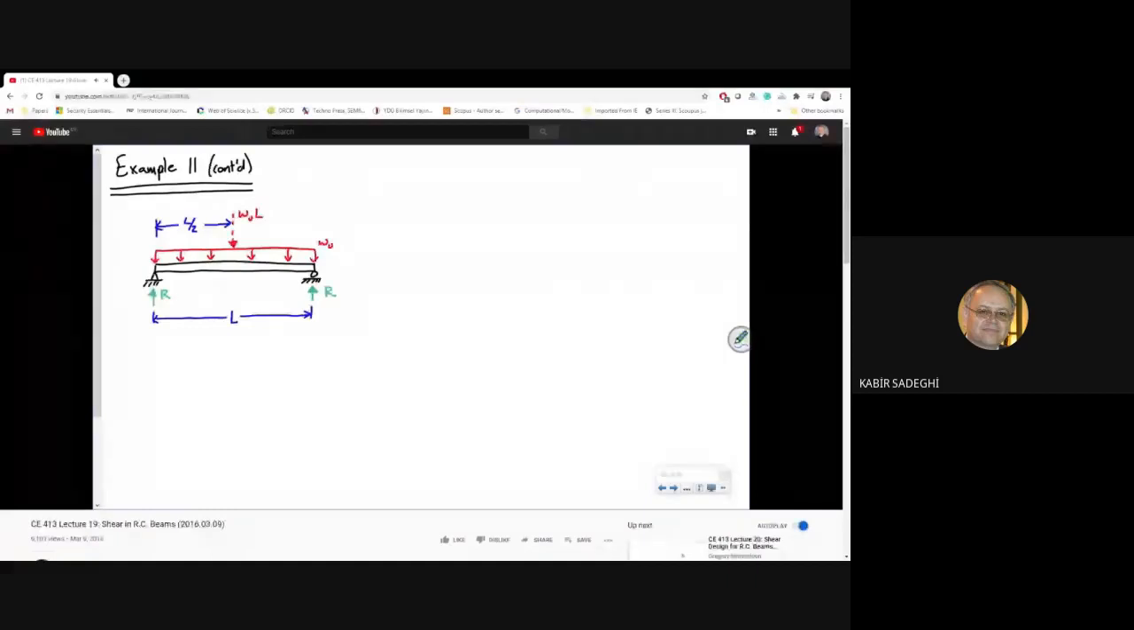We will use U times L as the total load. It is shown by the dashed line. But you know, it's easy for you. That U times L, the total load, divided by 2, you have the shear at the support.